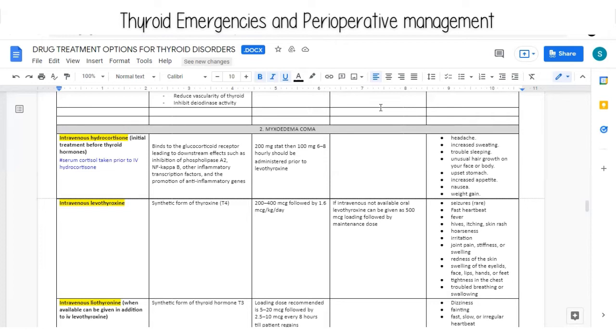Some of the adverse effects of intravenous hydrocortisone are headache, increased sweating, trouble sleeping, upset stomach, increased appetite, nausea, and weight gain.